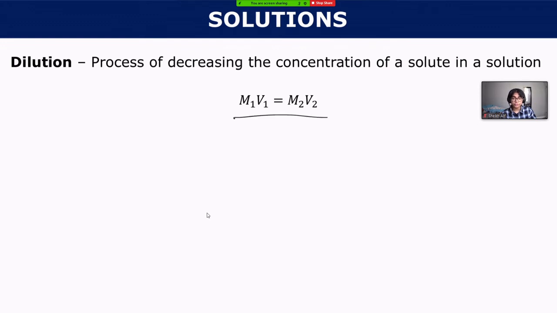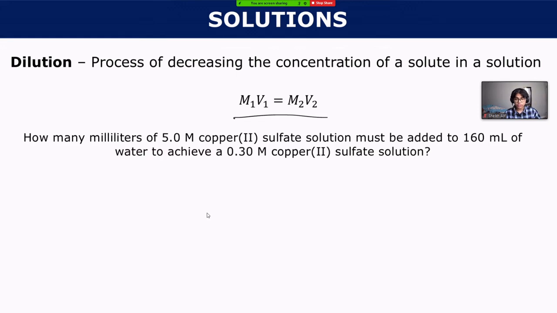M1V1 equals M2V2. It just means the molarity times the volume of the initial concentration is going to equal the molarity times the volume of the end solution. So let's look at an example. How many milliliters of 0.5 molar copper sulfate solution must be added to 160 milliliters of water to achieve a 0.3 molar copper sulfate solution?